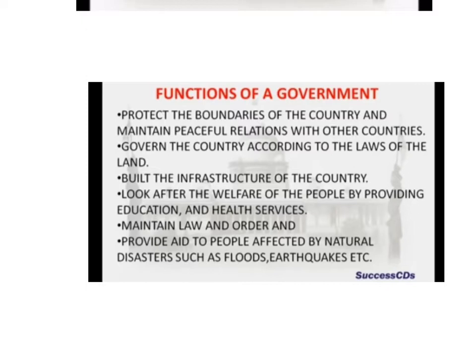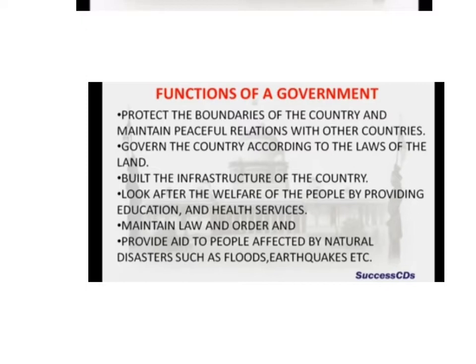And the political party which is at the helm of affairs, or which forms the government, has to maintain a peaceful relationship with all the countries, neighboring countries, or with all the countries across the world. Govern the country according to the laws of the land. And also the government has the responsibility to lead the country according to its laws.